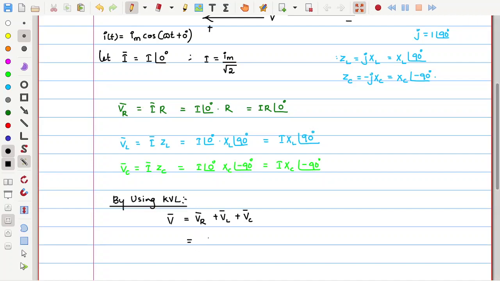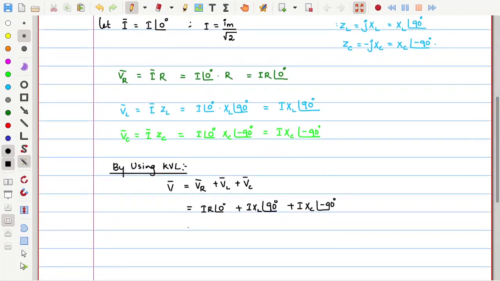So, how much is VR? It is IR at an angle of 0, plus I XL at an angle of 90, plus I XC at an angle of minus 90. Now, whenever additions are there, try to express these in rectangular form so that we can add up all real parts and all imaginary parts. So, now I will make this into rectangular form as simply IR.